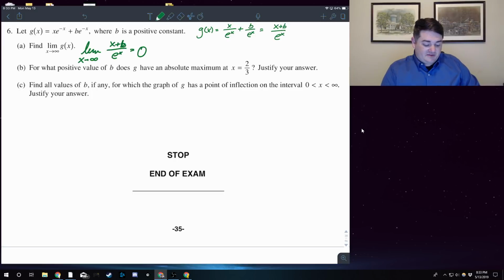B, for what positive value of b does g have an absolute maximum at x equals 2/3? Justify your answer. So we want to have a maximum value at 2/3.